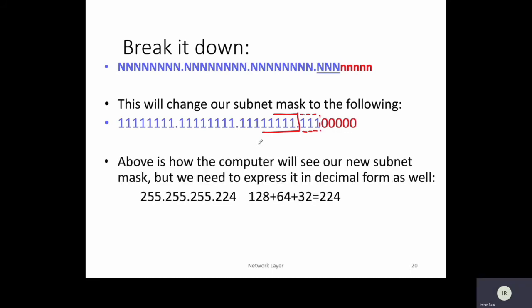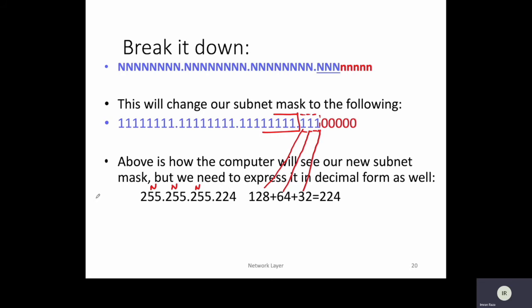So we know that by default, in the network portion, all the bits are 1. So 255.255.255. How many bits are borrowed? 3. The value of the first bit is 128. What is the value of the second bit? 2 raised to power 6, which is 64. What is the value of this bit? 2 raised to power 5, which is 32. We'll add it all together, and the subnet mask now would be 255.255.255.224. This is a straightforward step, and the first thing is to come up with the subnet mask.